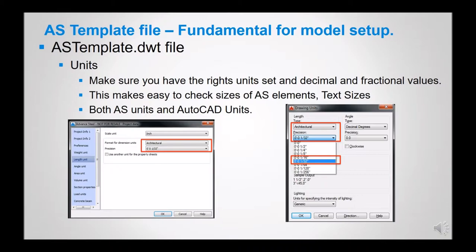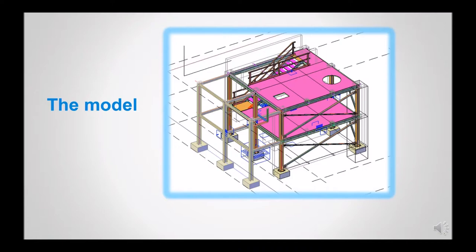Now that we've set a few basic parameters and set up for Advanced Steel, we can look at how this implements into the model. This section will be relative to the model and how those settings, profiles and preferences filter through into creating the model and then further on to create the drawings, etc.